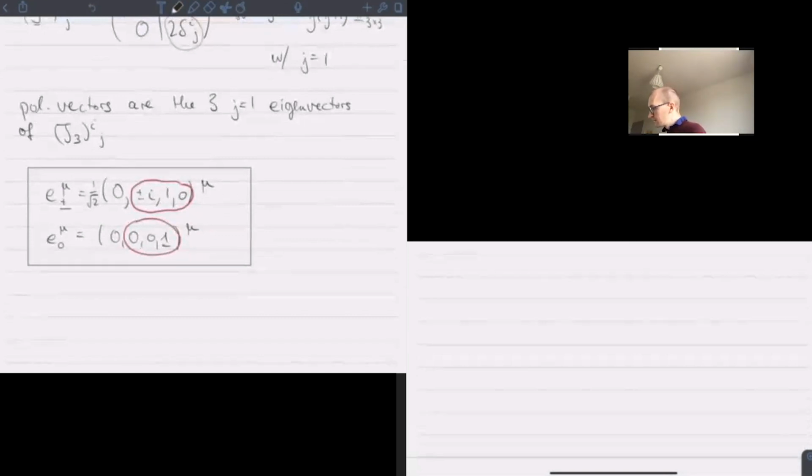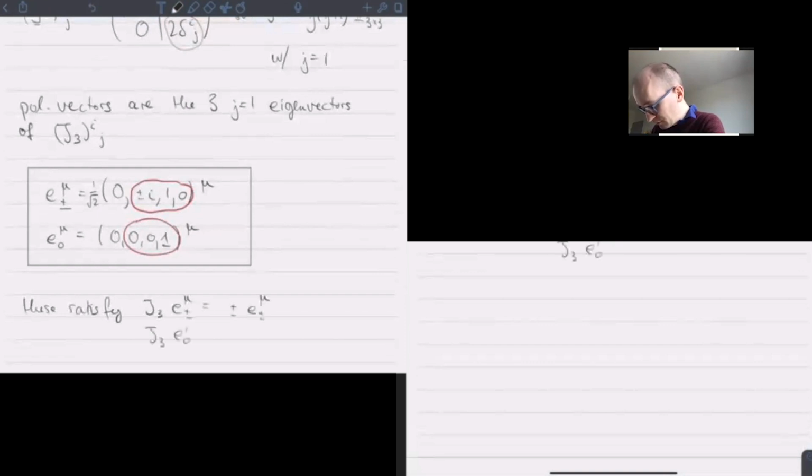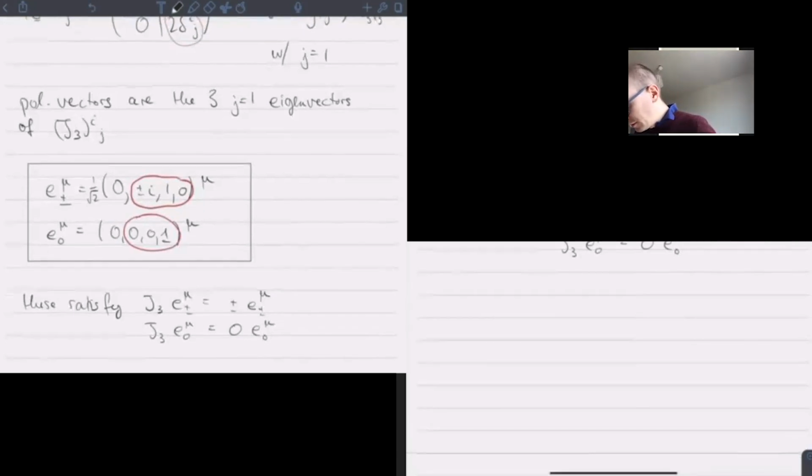Excellent. So of course, these satisfy J3 into E plus minus mu is equal to plus minus E plus minus mu, and J3 into E0 mu is just equal to 0 times E0 mu, as required. Notice again, I just remind you about the notation that this is all rest frame stuff. I have not written an argument in the E mus because we're looking at the case where the spatial momentum is 0. So in other words, we could say that this here is our massive spin 1.